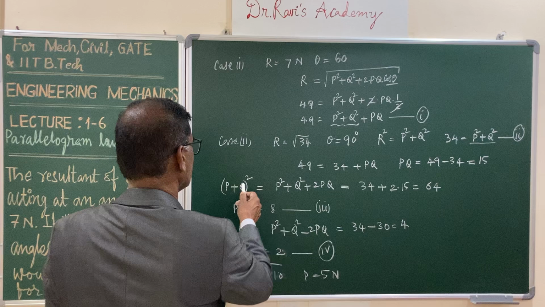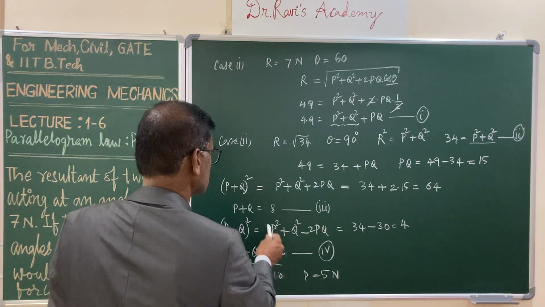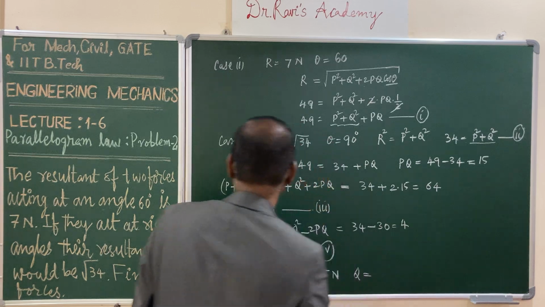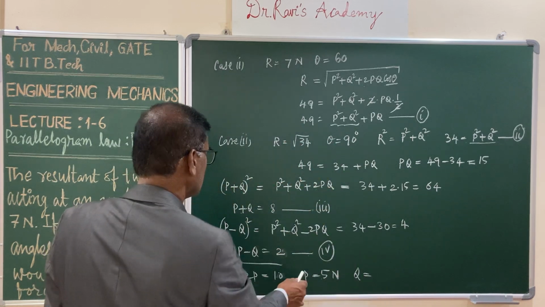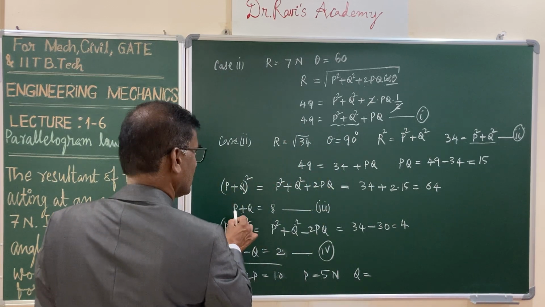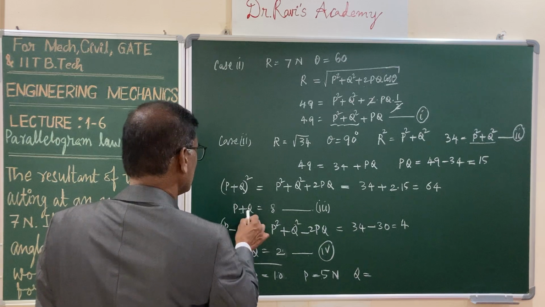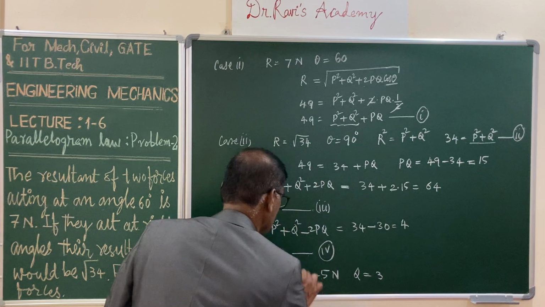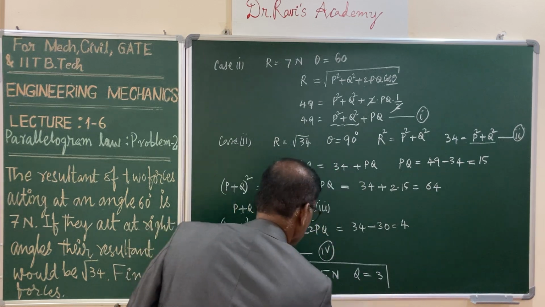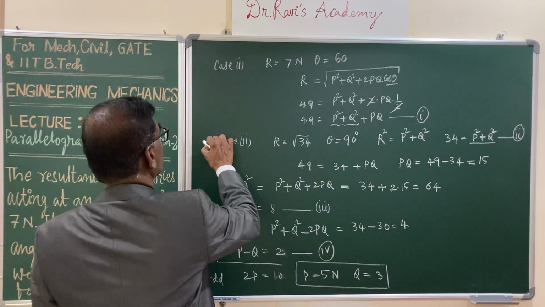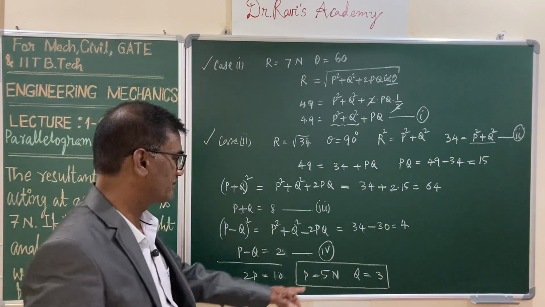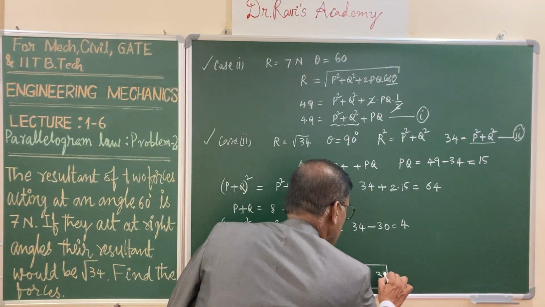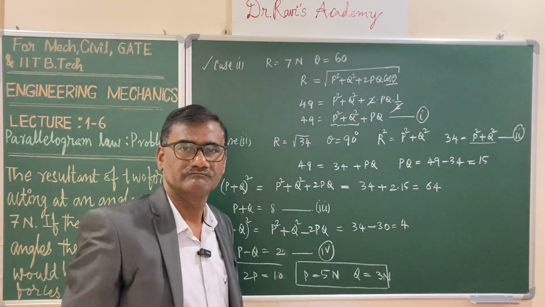Substitute the P value of 5 newtons into one of these two equations, let us say 3 or 4, and you are going to get the Q value. P plus Q is 8 and P is 5, so Q will be 8 minus 5, that is 3. So your component forces to satisfy these two cases are P is equal to 5 newtons and Q is equal to 3 newtons. Thank you.